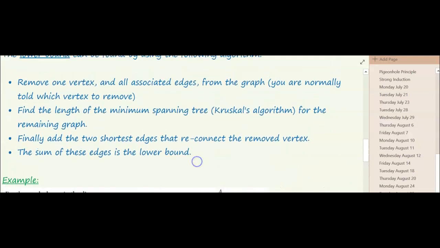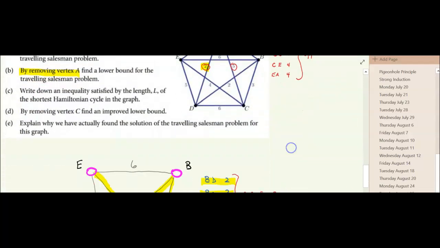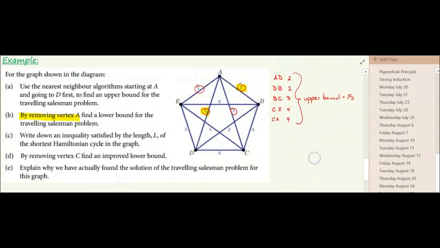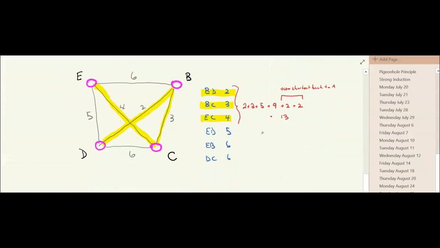You see, this is the last thing we have to do. Finally add the 2 shortest edges that reconnect the removed vertex. So I'm going to add 2 and 2, my 2 shortest, back to A. And I get 9 and 2 is 11 and 2 is 13. So my minimum is 13, my lower bound. So therefore, lower bound equals 13.